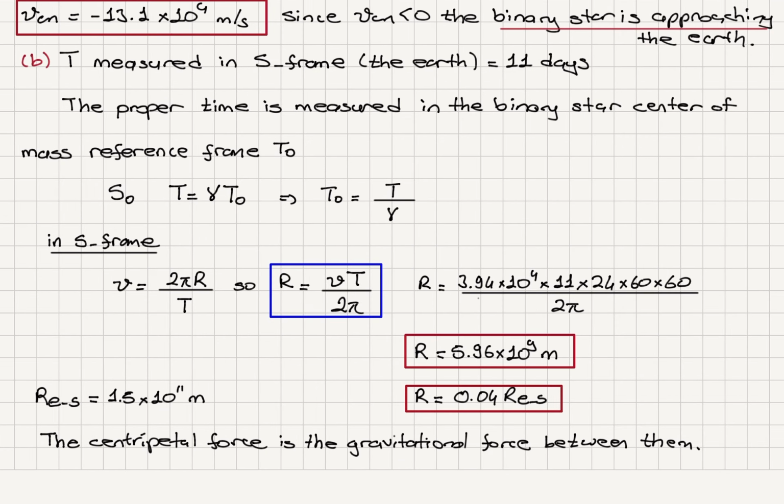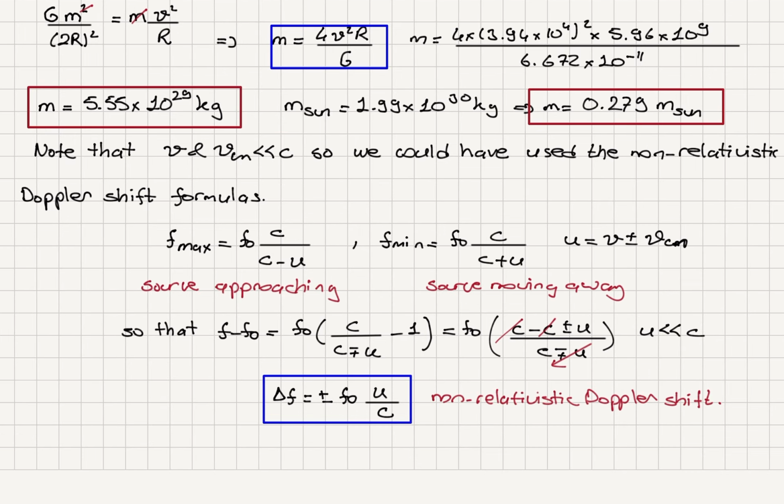In part B, we looked at the period of one full revolution in the S frame, and the rate is going to be equal to the measured speed v, which is equal to 2 pi r divided by the period. So I can calculate the radius of the orbit from this, and the centripetal force is the gravitational force that pulls these two objects together, and that's equal to mass times centripetal acceleration. From that I can calculate the mass and compare it to the mass of the sun.